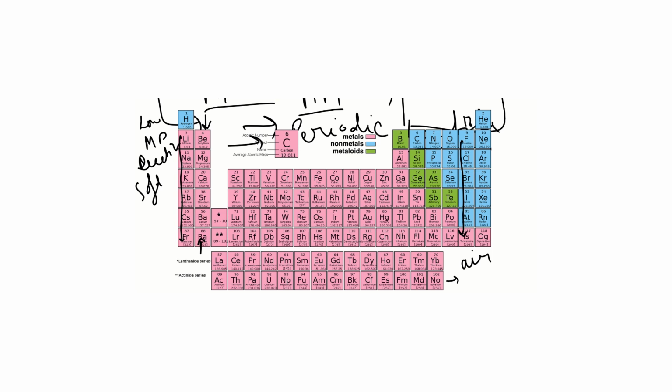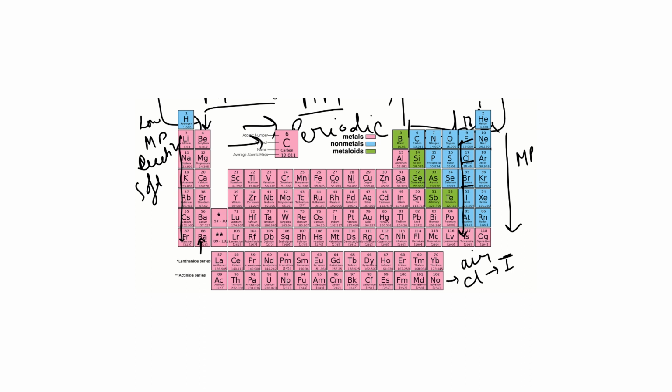And if you go from top to bottom in group number 17, the melting point increases. As you see, fluorine is a gas, chlorine is a gas, bromine is a liquid, and iodine is a solid. Both chlorine and iodine are used as disinfectants. As you all know, chlorine is used in swimming pools for killing bacteria.